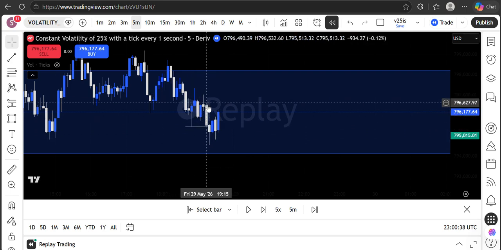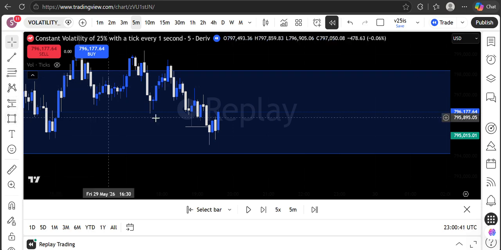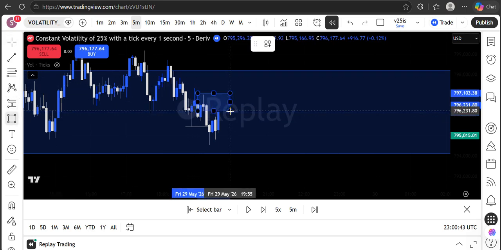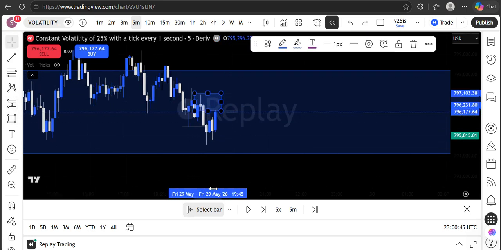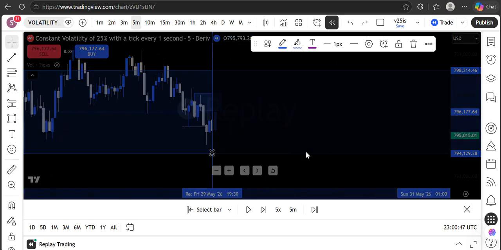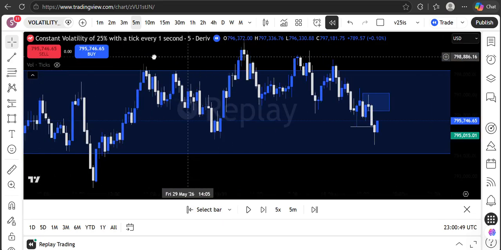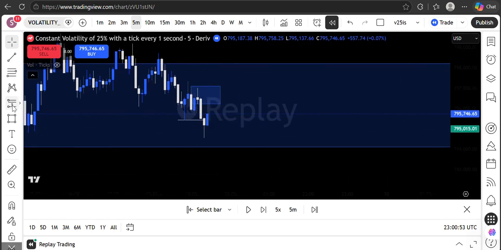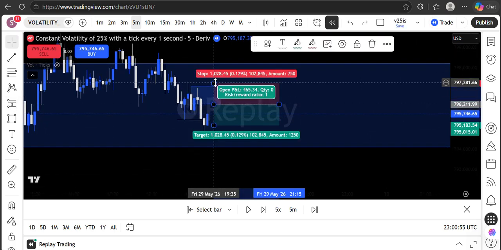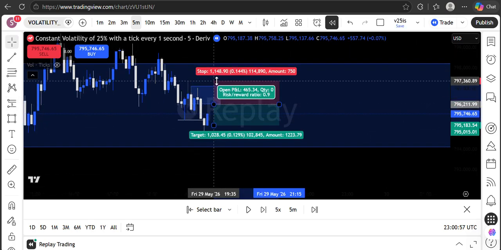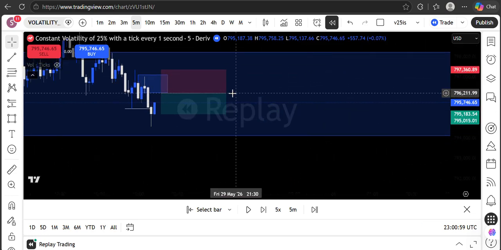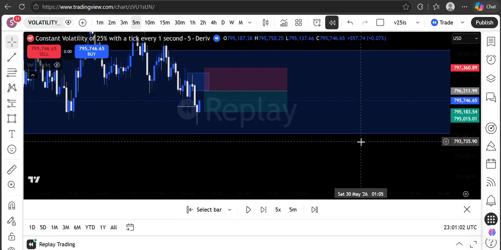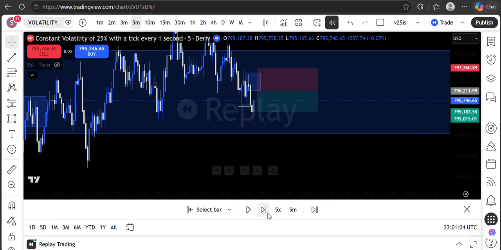So now this is that zone that caused that break of structure, change of character. So this is the zone right here. And if we take this out, so it was this zone right here. So now we can put our entry here, and then of course our stop loss above, and then let's wait to see the reaction.